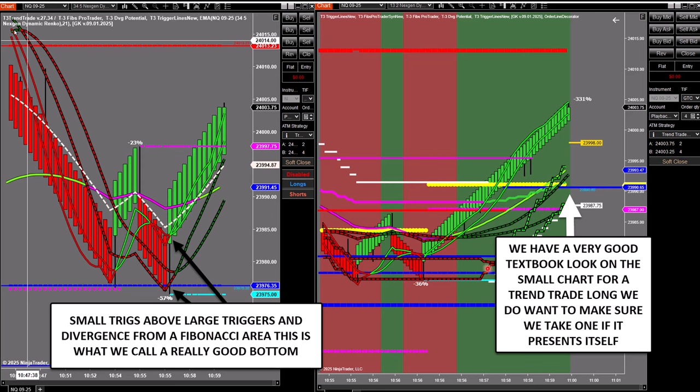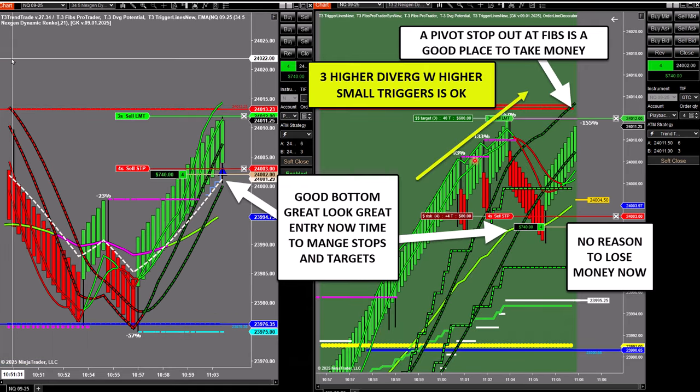Now, this one, I'd put this one here because it's different. Notice on the large chart, we had Fibonacci support, we had a retest, the small triggers were above the large triggers, we put in divergence, there's plenty of room to get up to the next target. This is the ideal look for us, isn't it, for a trend trade long. So we really want to let the system take that long when we have a great bottom and such a great look, and you can see it did get in.